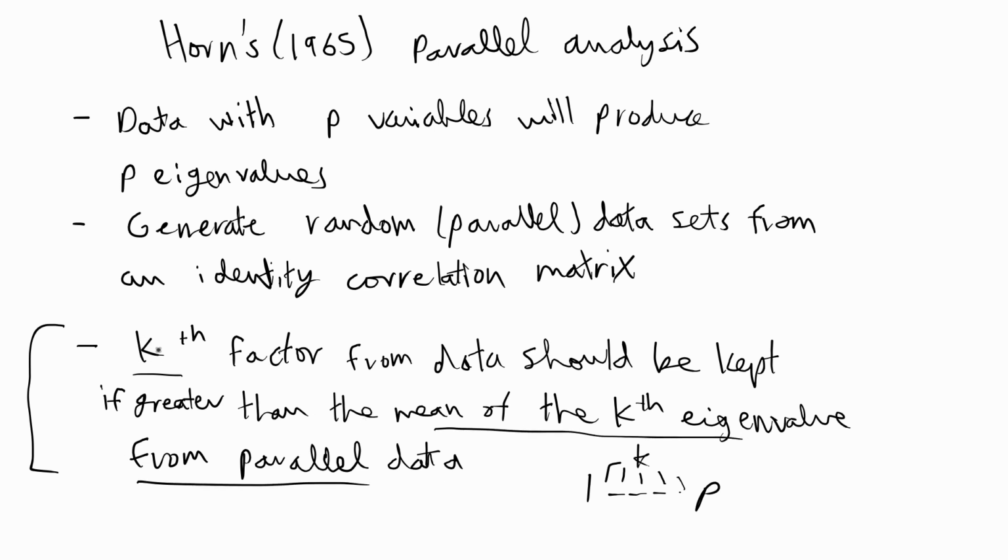And if the kth eigenvalue from your sample data is greater than the mean, then you retain that factor or that principal component. But if the simulated data that's supposed to be 0 factors or 1 principal component is greater than your kth factor or kth eigenvalue, then you're going to fail to retain that eigenvalue or that factor. All right, so that's a brief overview of what parallel analysis is. So now let me go over to the R demo.